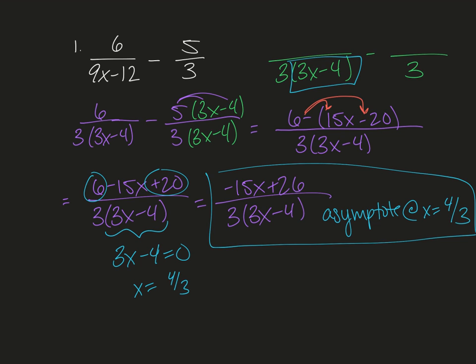And that is that. So the biggest challenge here is finding those common denominators and then remembering to distribute the subtraction sign. That is where the most common mistakes happen, that subtraction sign. So just be really, really careful with that.